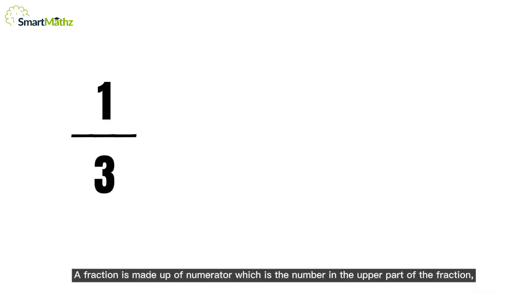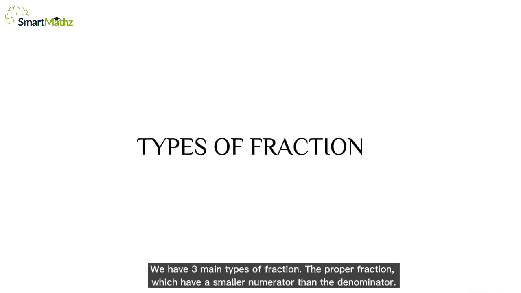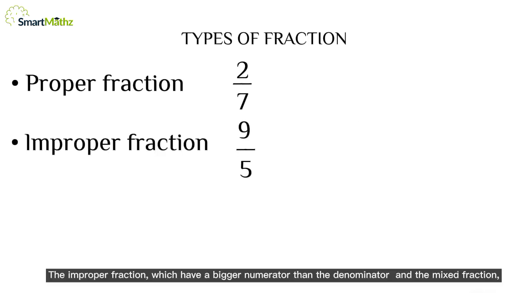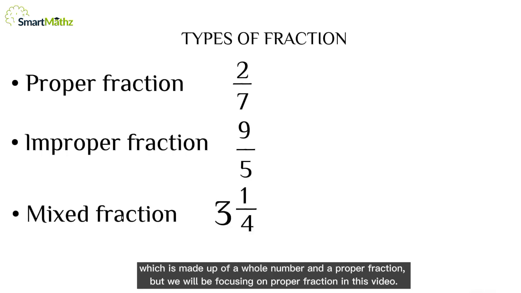A fraction is made up of a numerator, which is the number in the upper part of the fraction, and a denominator, which is the number in the lower part of the fraction. We have 3 main types of fraction: the proper fraction, which has a smaller numerator than the denominator; the improper fraction, which has a bigger numerator than the denominator; and the mixed fraction, which is made up of a whole number and a proper fraction. But we'll be focusing on proper fractions in this video.